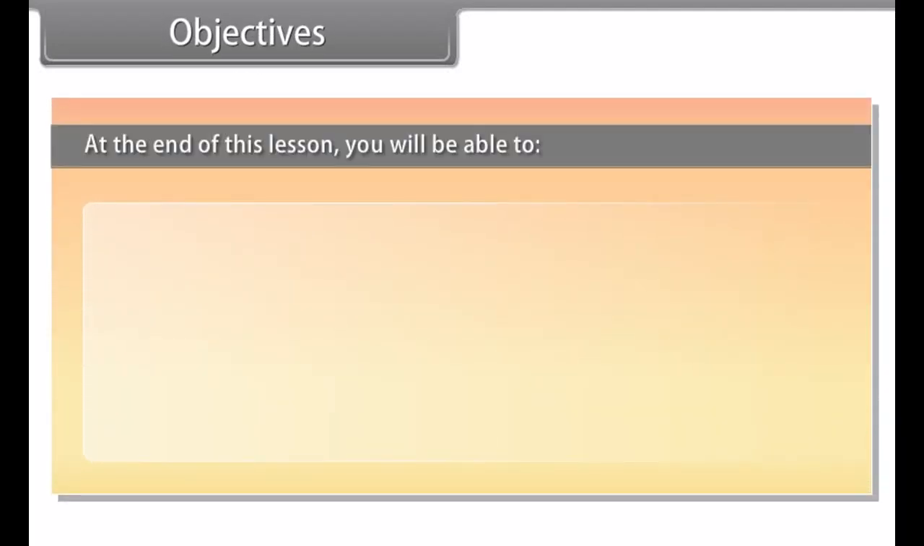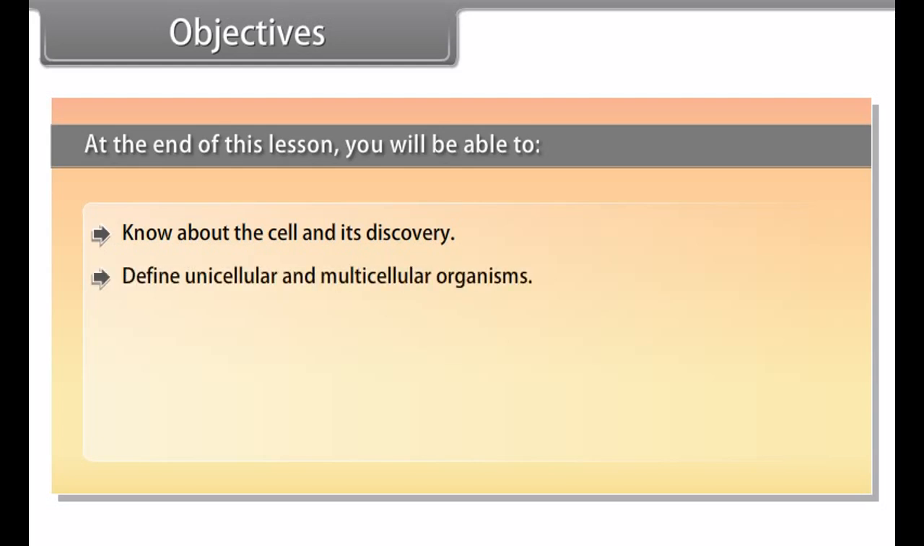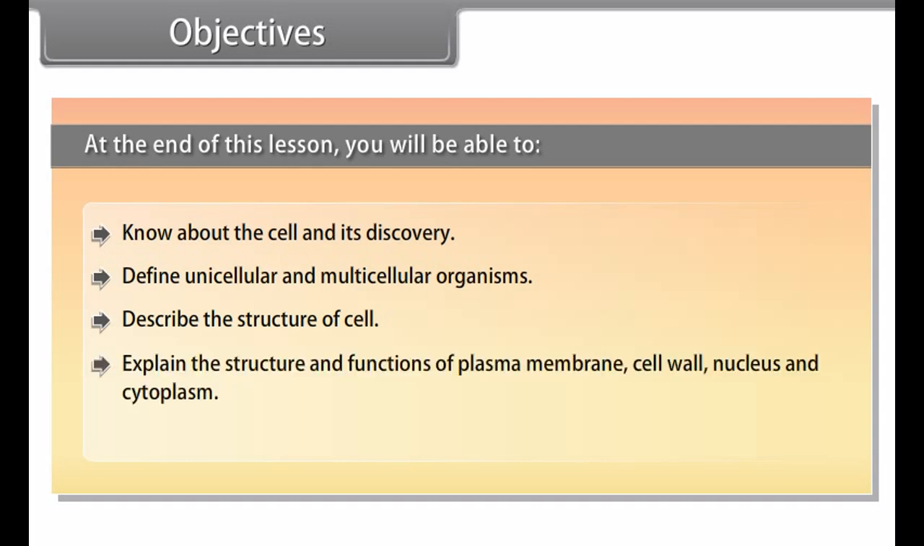Objectives. At the end of this lesson, you'll be able to know about the cell and its discovery, define unicellular and multicellular organisms, describe the structure of cell, explain the structure and functions of plasma membrane, cell wall, nucleus and cytoplasm.